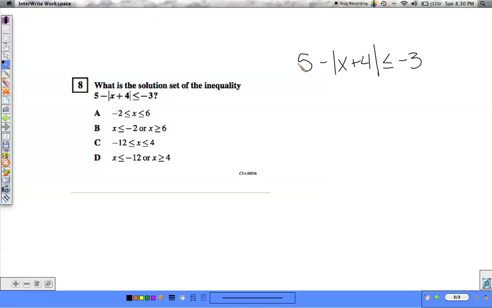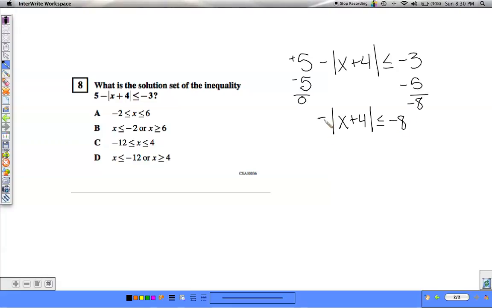We'll work our way from outside to inside in order to do that. Also keep in mind that this is a positive 5. So, to remove the constant, use the inverse operation of addition. Once we've done that, we should have negative absolute value of x plus 4 is less than or equal to negative 8.